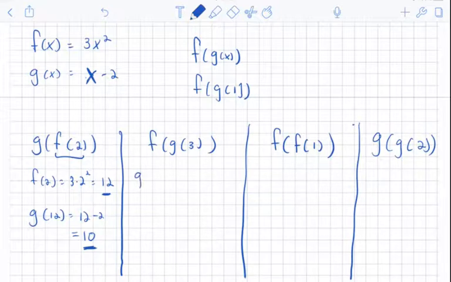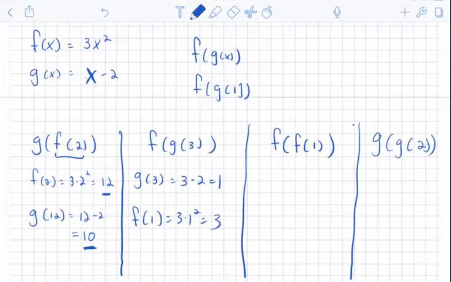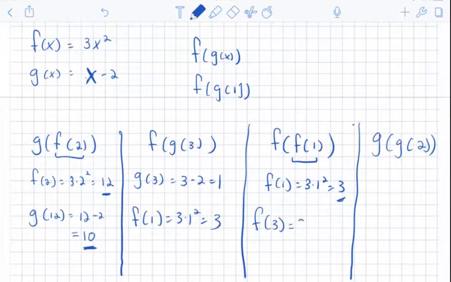g of 3 is equal to 3 minus 2 is equal to 1. And then f of 1 is equal to 3 times 1 squared is equal to 3. Oh, this one's super fun. First I'm going to evaluate f at 1. That's equal to 3 times 1 squared, which is equal to 3. And now I'm going to evaluate the outer function at 3. So it's 3 times 3 squared, so that's 27.